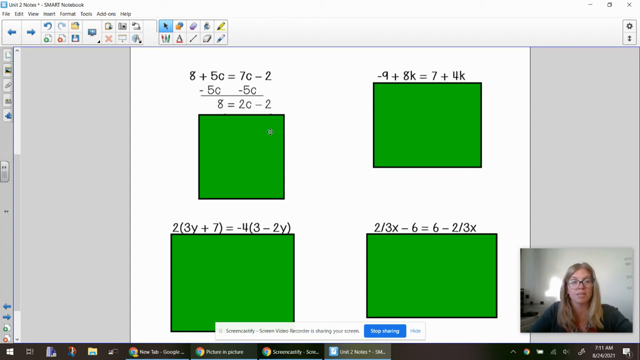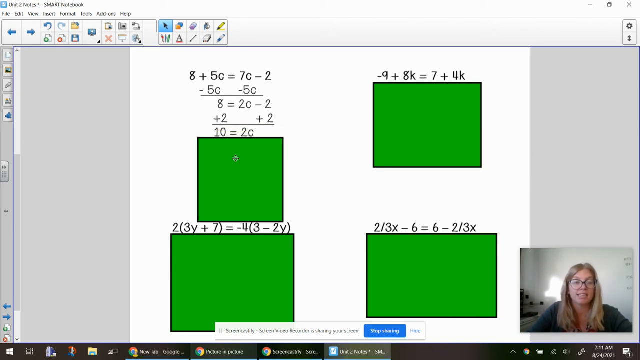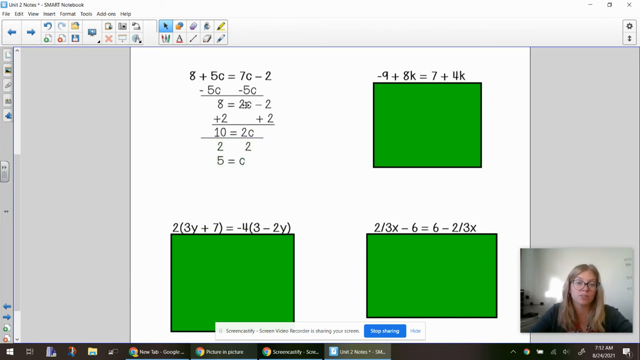This is now a multi-step equation that's exactly like the ones we saw in our last video. We're going to start by undoing addition and subtraction. So I'm going to add 2 to both sides of my equal sign. That gives me 10 equals 2c. Now I'm going to undo multiplication and division. So I'm going to divide both sides by 2. And I get 5 equals c.